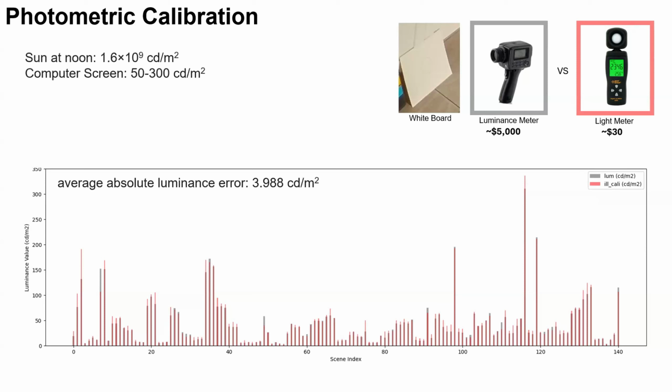Overall, for those 141 images, the average absolute luminance error is 3.88, sorry. And considering the real world luminance value, we believe this error is decent.